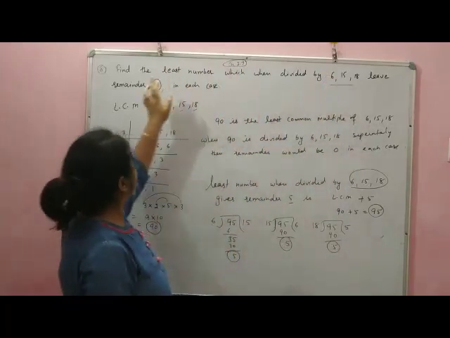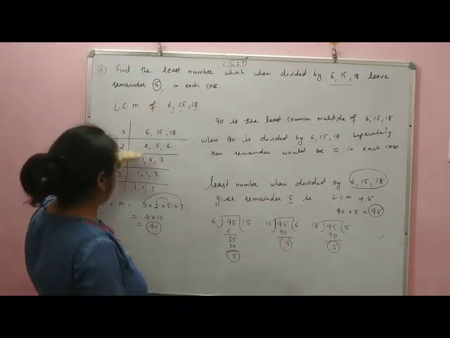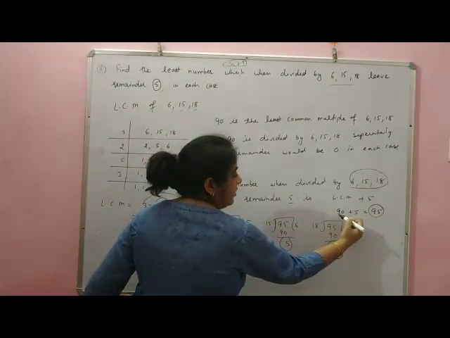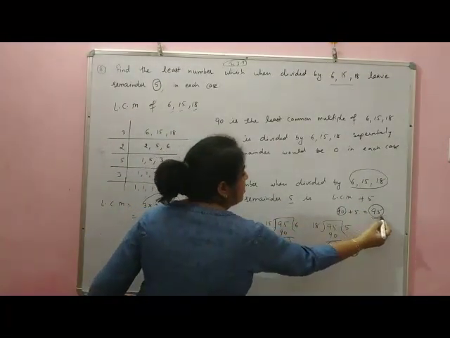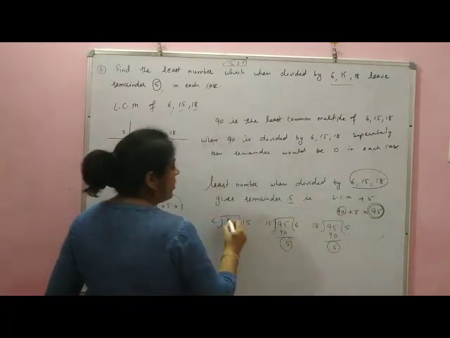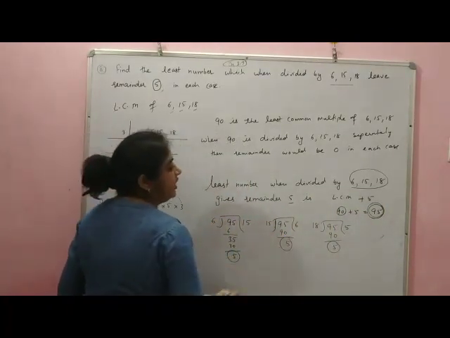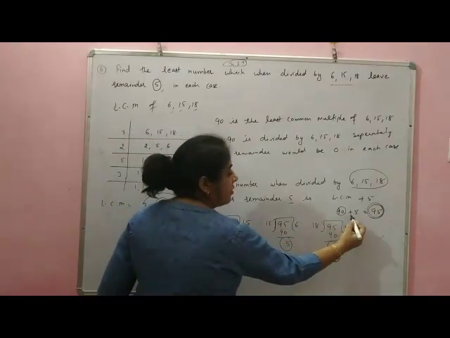So we have observed that if we have to find the least number which when divided by 3 numbers or 4 numbers gives you a remainder, first you will find the LCM, then add that remainder to the LCM. So this is the least number which when divided by all 3 numbers gives you remainder 5 in each case. We will not subtract it.